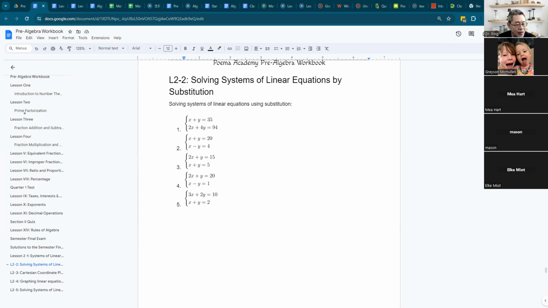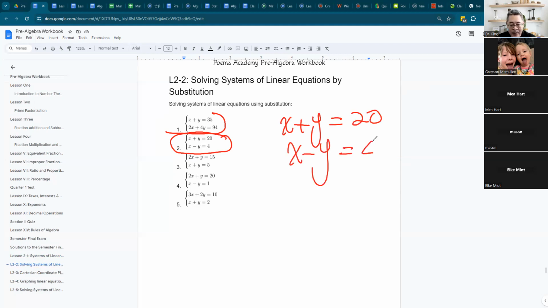So for example, let's say this one. Well, pick this one. This is a simple one. We got x plus y is 20 and x minus y is 4. Remember, if we just do elimination, we just add the bottom. That gives us 2x equal to 24, then x is 12. Pretty easy in this case, using elimination. But sometimes it's easier using substitution.